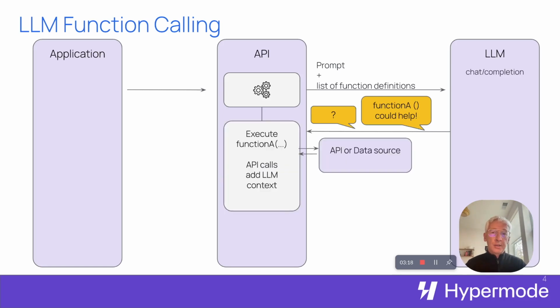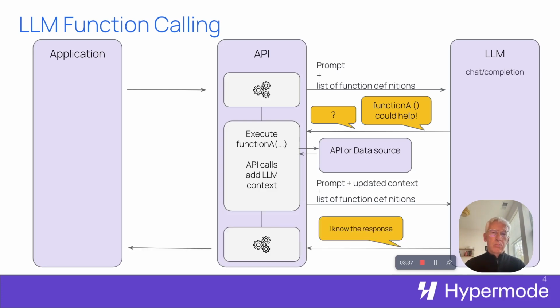So internally, you can execute the function, do the necessary calls or data fetching, and then you go back to the LLM with an updated context in the form of the function responses. And you may have another list of functions, the same functions. And eventually the LLM will reply with a response, and you can provide this back to your application. So that's the flow that we will implement in Modus.